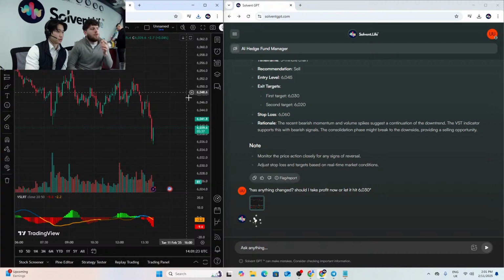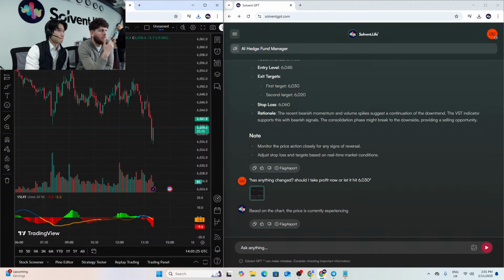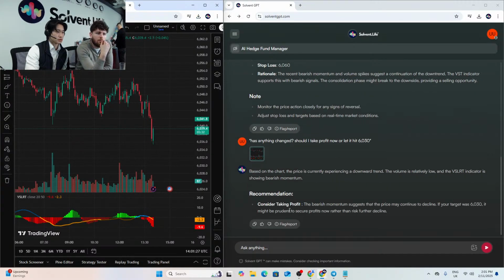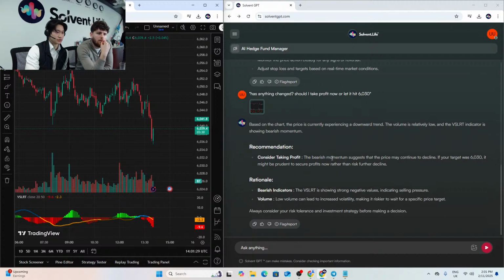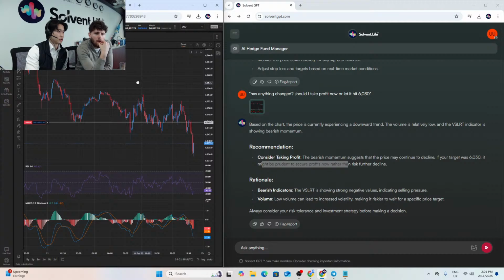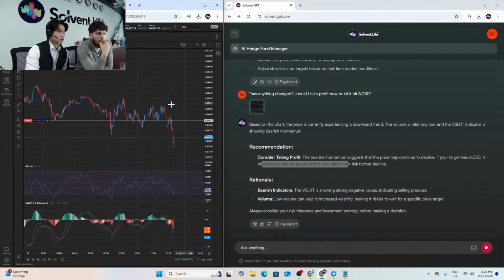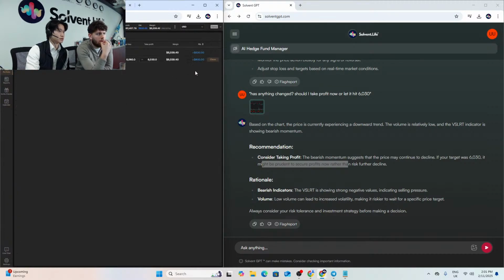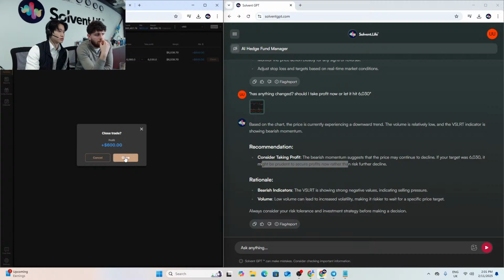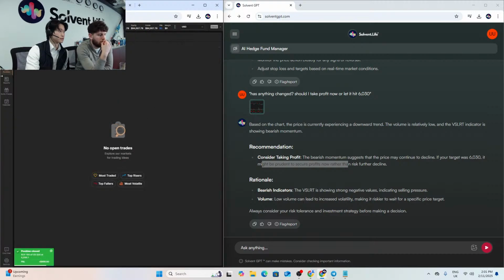Pretty big green candle there. Let's go back to the other indicators. Consider taking profit, yeah. Okay, continue to decline, but if your target was 6,030, it might be prudent to secure profits now. I think this is a good time to exit. I mean, 630, yeah, we'll close it here. There we go.